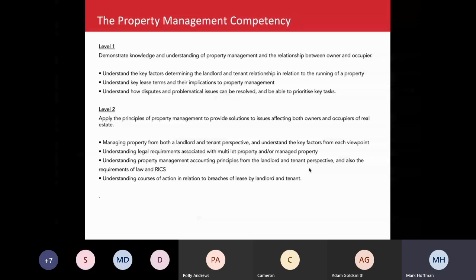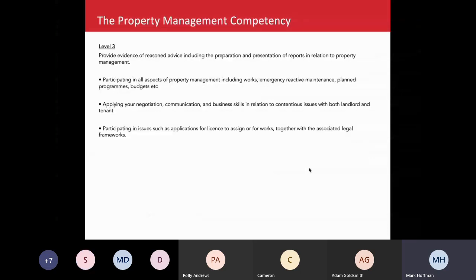And then finally, at level 3: provide evidence of reasoned advice, including the preparation and presentation of reports in relation to property management, participating in all aspects of property management, including works, emergency reactive maintenance, planned programs, budgets, etc. And applying your negotiation, communication, and business skills in relation to contentious issues with both landlord and tenant, and participating in issues such as applications for license to assign or for works, together with the associated legal frameworks.